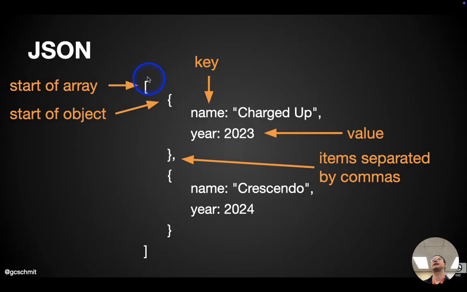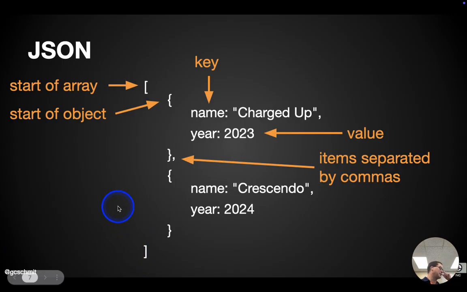The square bracket represents the start of an array, the start of a list. Okay. So we can define a list of things in a JSON file. This could be the value of a property, for example. It could also be other things, but usually a value of a property. So the start of the array is a square bracket. The end of the array is a square bracket.